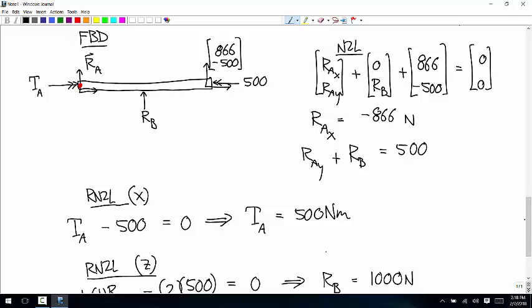This whole length is 2 meters. Yeah. So the moment arm is 2 meters, the force is down.